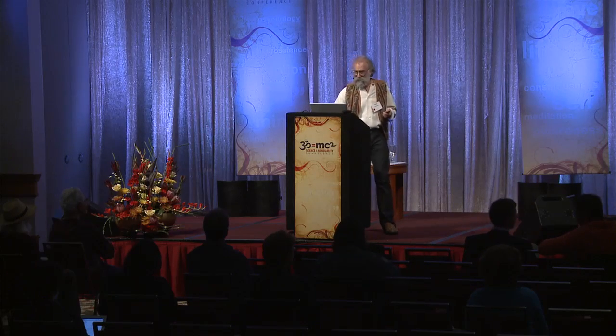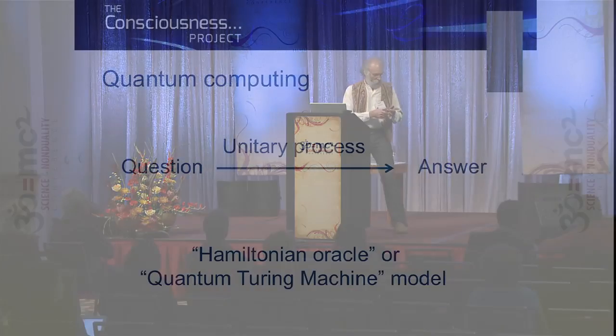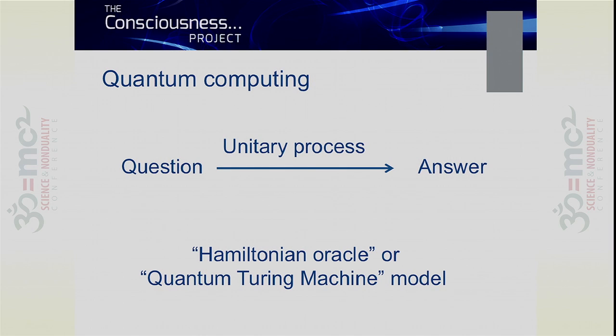Okay, so let's talk about quantum computing. Quantum computing is really very simple. And this is the simplest possible representation. There are many, many representations of quantum computing. They're all provably identical. So it doesn't matter which one we talk about. So we're going to talk about this one, which is simple.